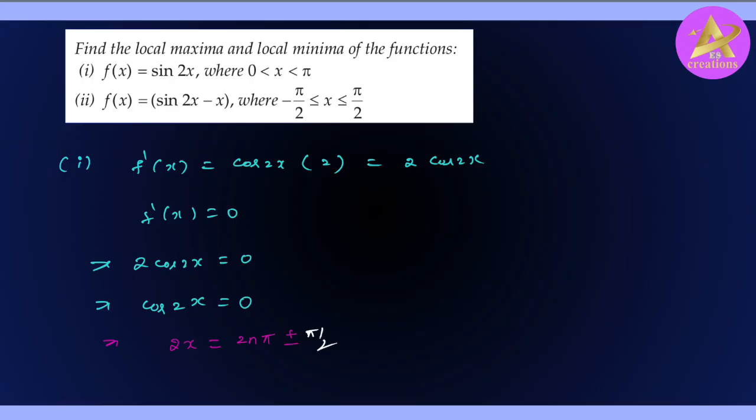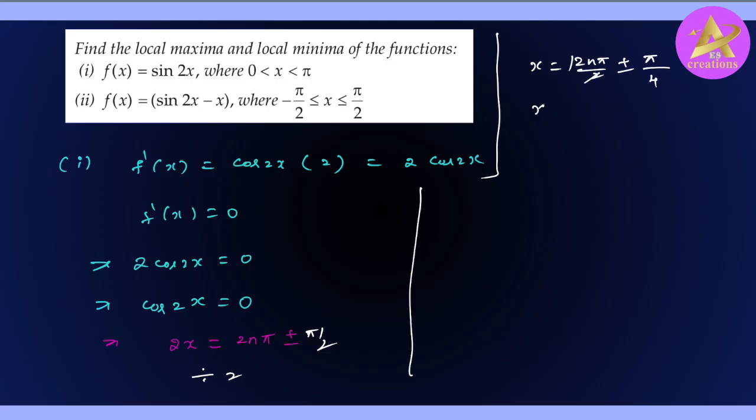Is it clear? Now we want the x value. Not 2x, that's why we divide by 2. Then finally what we get here: x equal to 2nπ by 2 plus or minus π by 2 to the 4. The 2 gets cancelled, and we get x equal to nπ plus or minus π by 4.